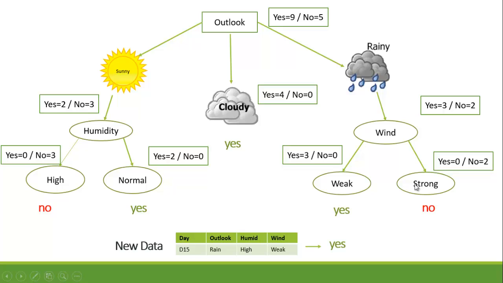So here we can see that there are 9 positives and 5 negatives, and again in the cloudy outlook we can see that there are 4 positives and 0 negatives, and in sunny it's 2 positives and 3 negatives. So based on how many positives we have or how many negatives we have, we can have confidence in our decision, and we can decide whether we should go with one option or the other option.